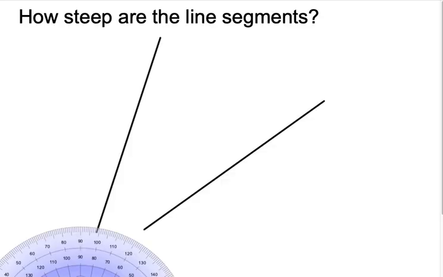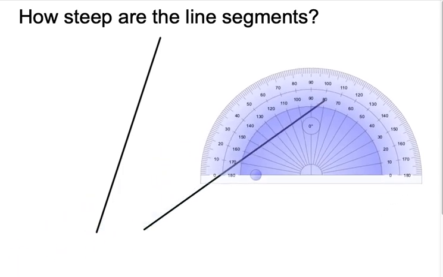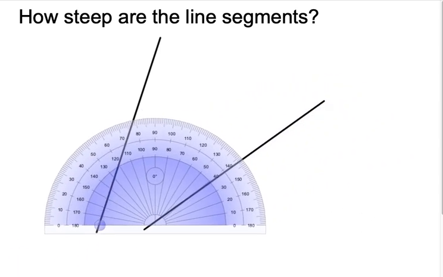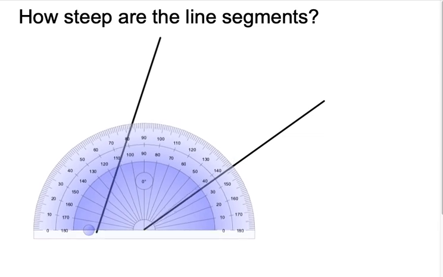How steep are the line segments? All right, slope is actually something we use to say how steep things are. We could measure the steepness of the lines maybe using degrees. We'd have to compare it to horizontal, I guess. But this is not how slope's going to work. We will do angles later, I think in Unit 5.